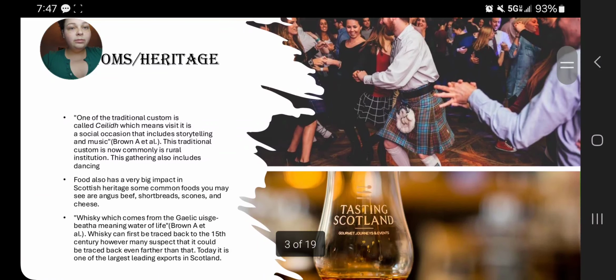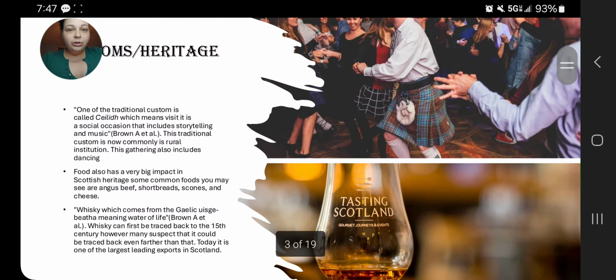Now we're going to move on to the customs and heritage. One of the traditional customs is called, and I'm going to say this right now before I go any further, I'm sorry with the pronunciation. I'm trying my best. I know I'm not going to pronounce everything amazingly, and I'm sorry if I do not get everything right. But one of the traditional customs is called Seldith, which means visit. It is a social occasion that includes storytelling and music.